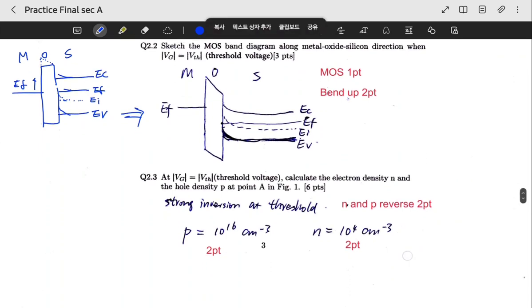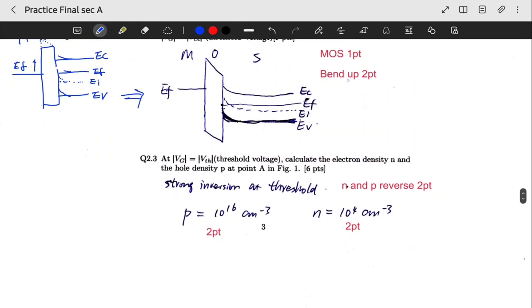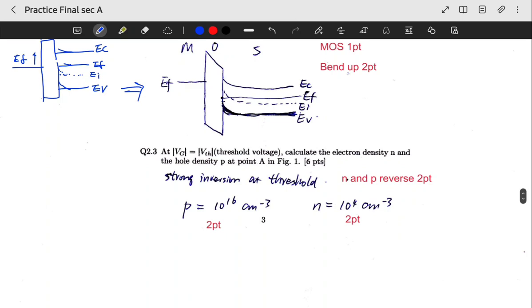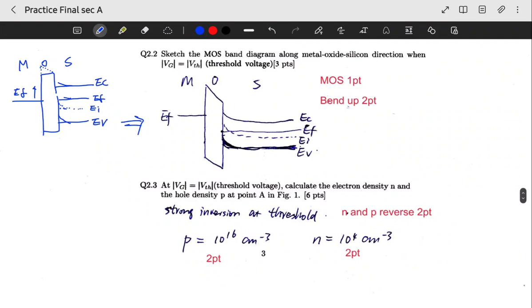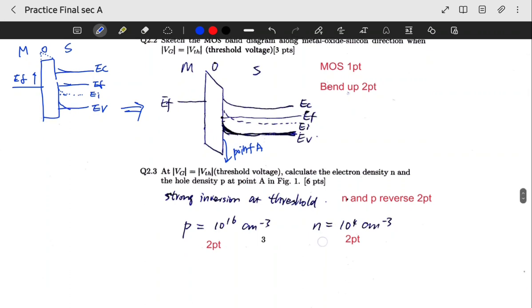And question 2.3, at Vg equal to the threshold voltage, which is inversion. So calculate the electron density N and the hole density P at the point A. The point A is located here. So we have a strong inversion at the surface, which means the P and N densities are flipped. So P is equal to 10 to the 16 and N is 10 to the 4.